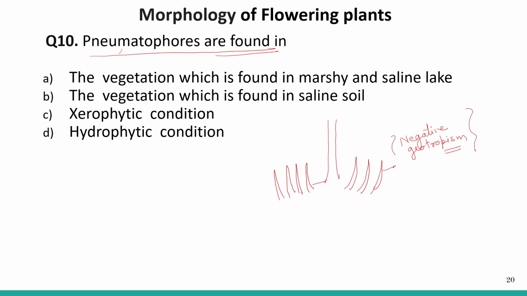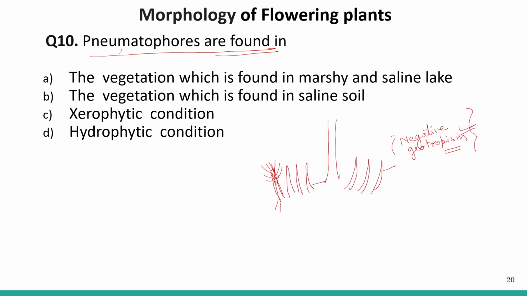Now there is one more example. If you remember, the coralloid roots in the Cycas also show the negative geotropism phenomenon. Okay, coming back to this question, pneumatophores are found in... these roots which come above the ground have small holes in them, and they take the water which is present in the atmosphere or the air. Water vapor is absorbed here.